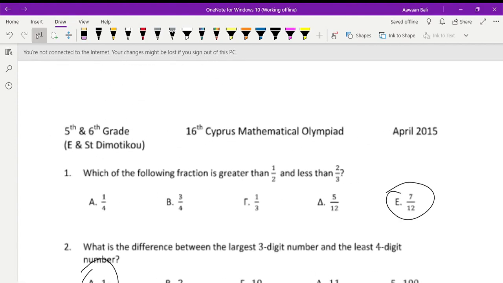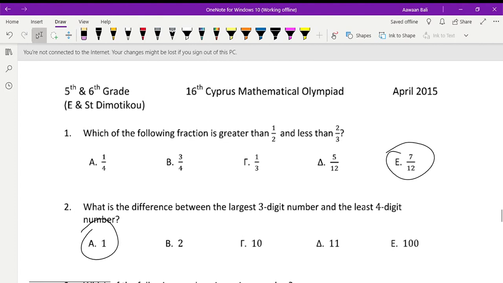Now, question number 1. Which of the following fractions is greater than a half and less than 2/3? To find this, you basically need a common multiple, because none of these denominators are 6. The lowest common multiple you can find is 6, since 2 times 3 is 6, 3 times 2 is 6, obviously. So what we can do is find 12 first.